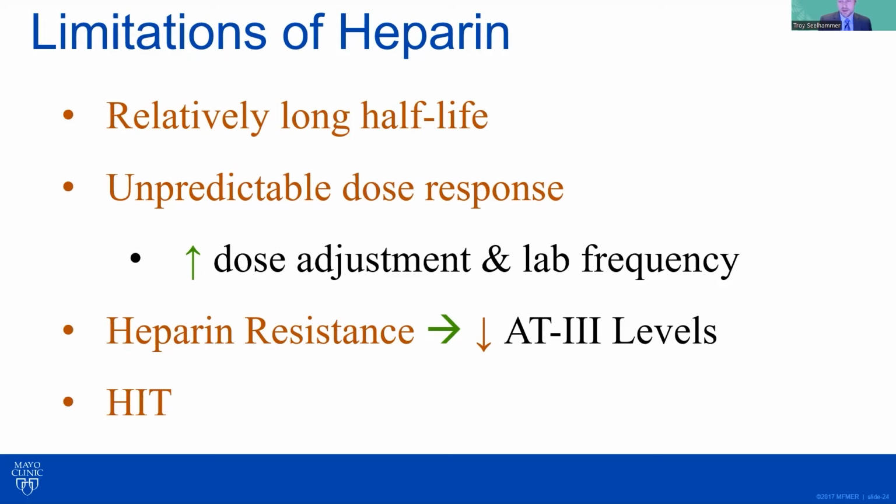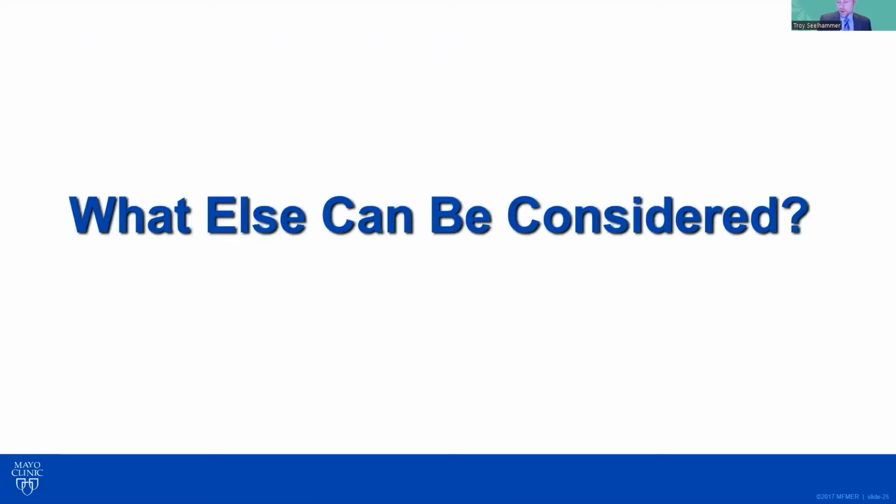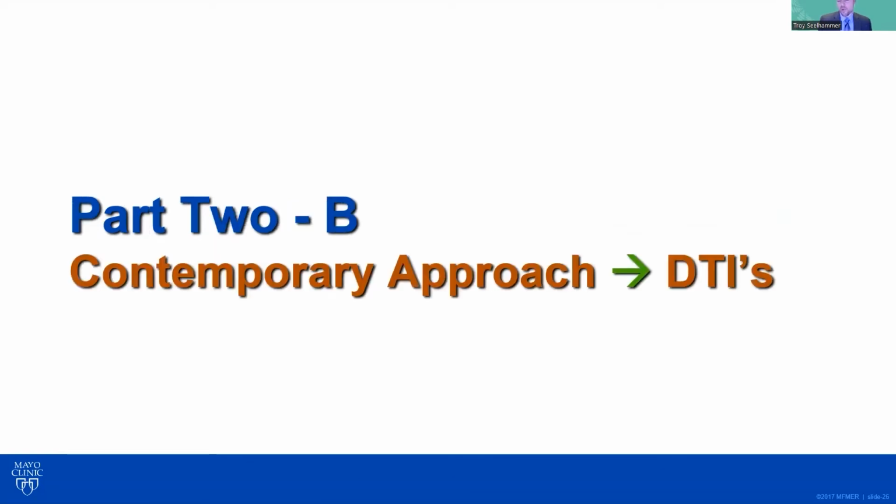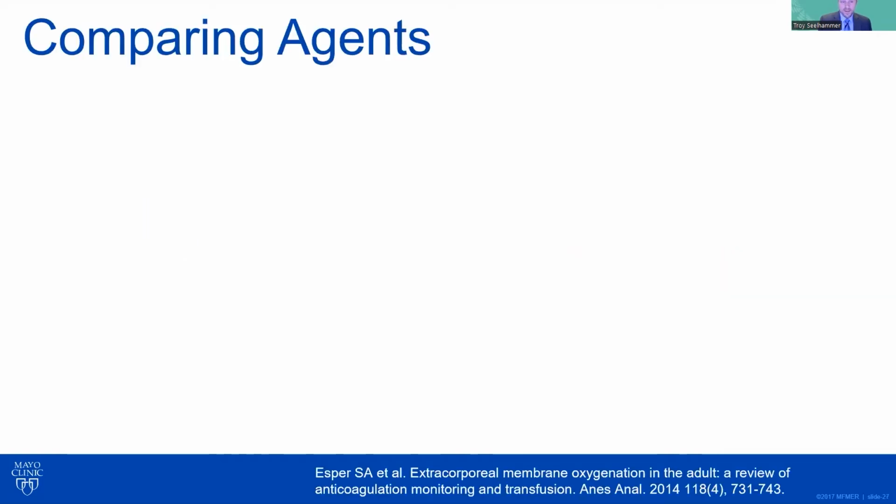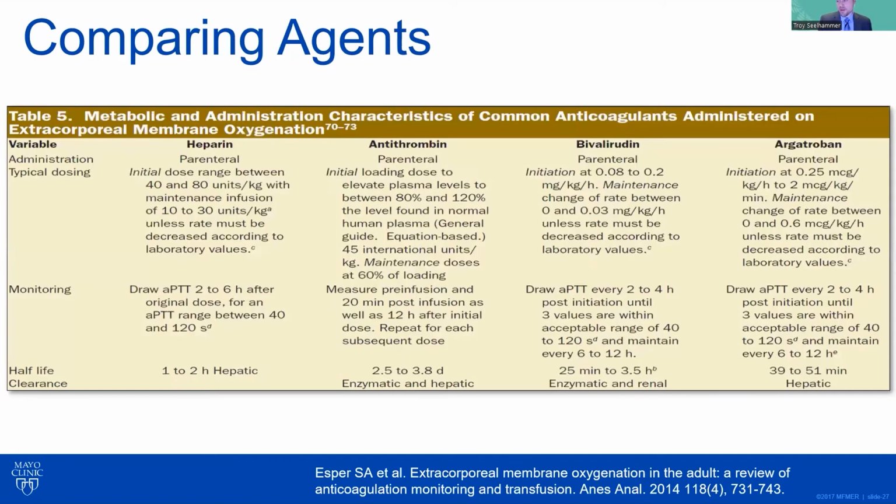All of these words and all this talk thus far leave you with a lot of questions, and really, what else can be considered? We've alluded to this numerous times during this presentation, and what we're talking about here is a more contemporary approach using direct thrombin inhibitors. If you had to compare how direct thrombin inhibitors are different, I think it's useful to line them up side by side with what we've already discussed, heparin and antithrombin.